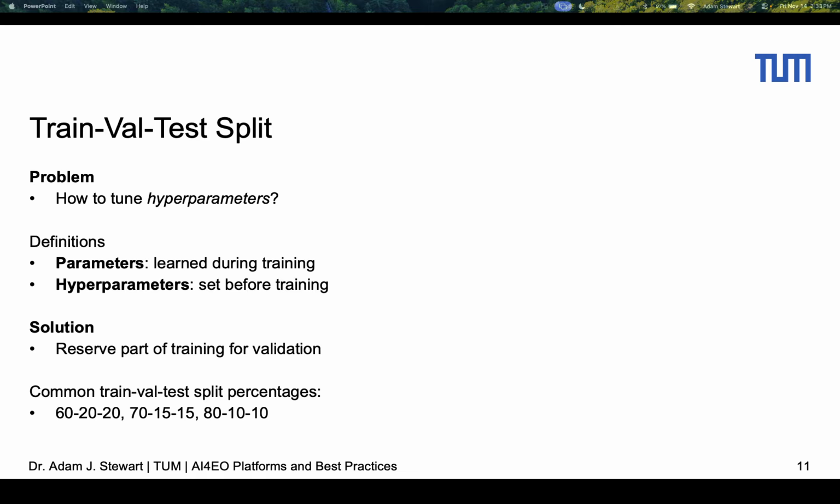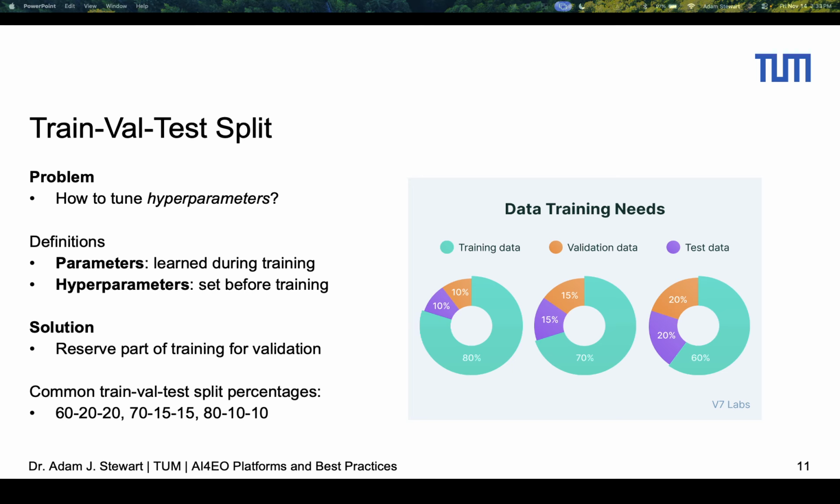Again, you might see 60-20-20, 80-10-10. It just depends on how much data you have, how much variance there is in your model or in your performance metrics. Here's the same thing in picture form. But most of the time, most of your data is reserved for training the model and learning the parameter weights, and then the rest is for evaluating the performance of the model.